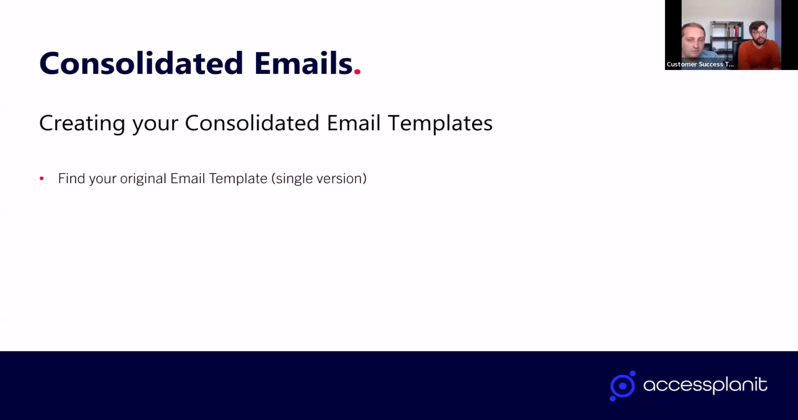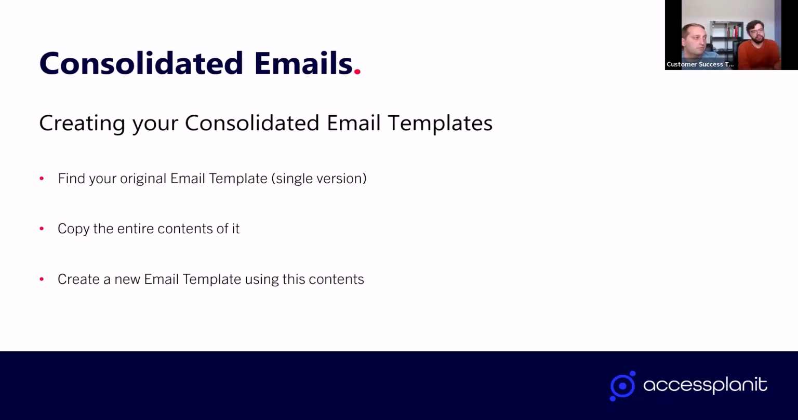You find your existing email template in the platform, you copy the content, and you create a new version with the same content, but make sure that it's clear that it's the consolidated version. So it's good to have the word consolidate in the label or the heading of the description of that template. So I'm going to run through that process with you now.